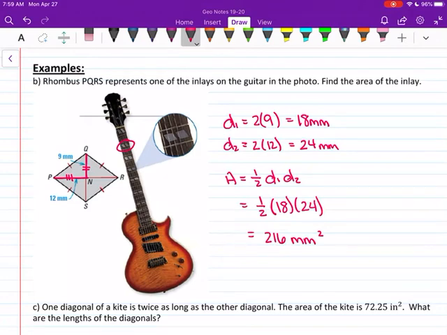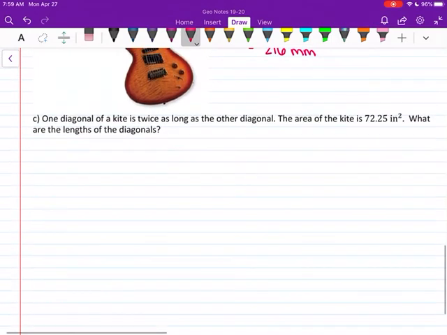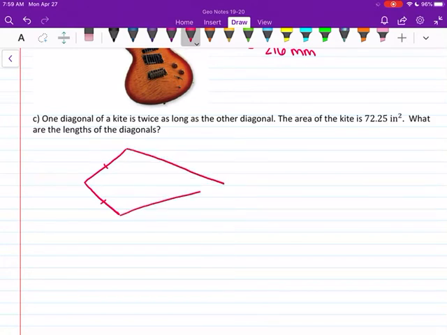Okay, next example. It says one diagonal of a kite is twice as long as the other diagonal. The area of the kite is 72.25 inches squared. What are the lengths of the diagonals? Okay, so let's draw ourselves a kite here. A kite, remember, has adjacent sides that are congruent and no parallel sides. So we're talking about diagonals here. Sorry, my kite's a little lopsided, that's okay. So one diagonal is twice as long as the other one.